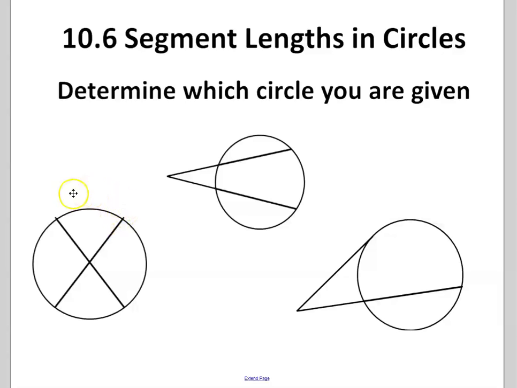So we have this first one right here where you've got two chords. Then you have this one right here which has two secants that intersect outside the circle. Here they intersect inside the circle. And then here we have a secant and a tangent. So from here to there. Okay. So depending on it, you want to decide which of these three you're going to be working with.